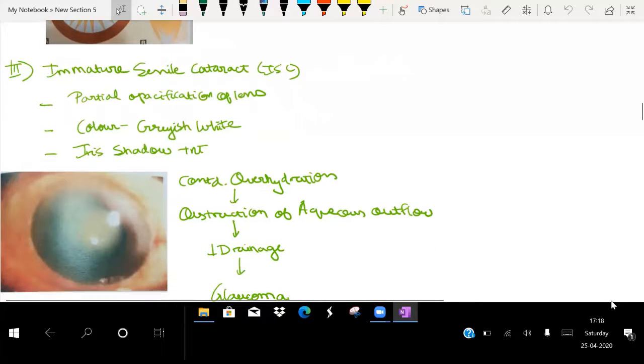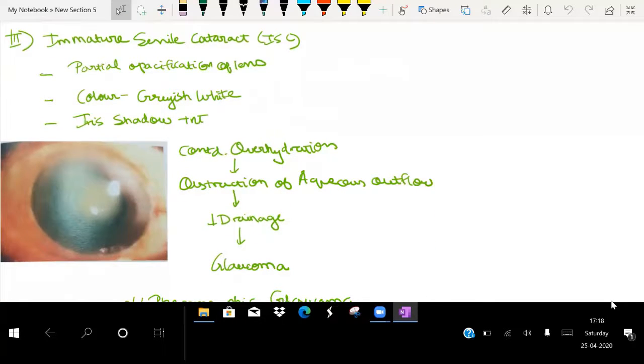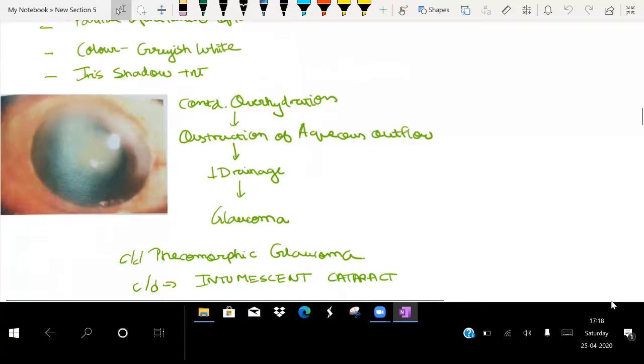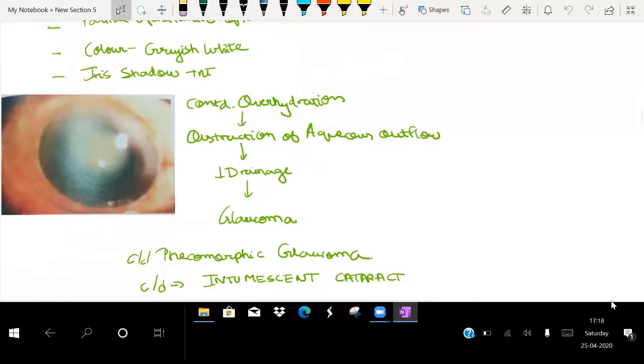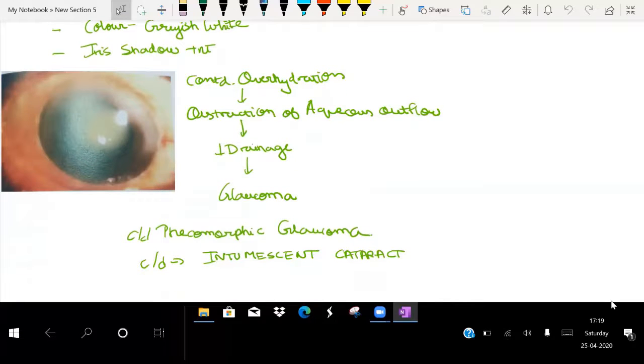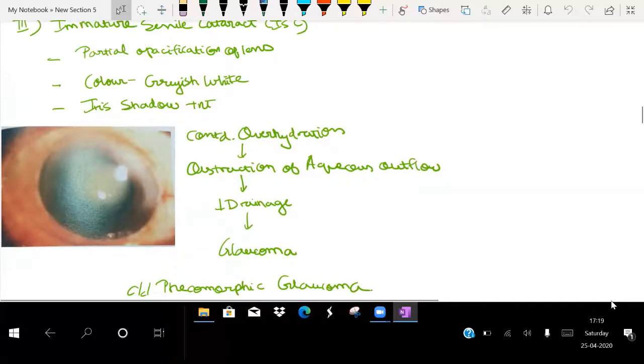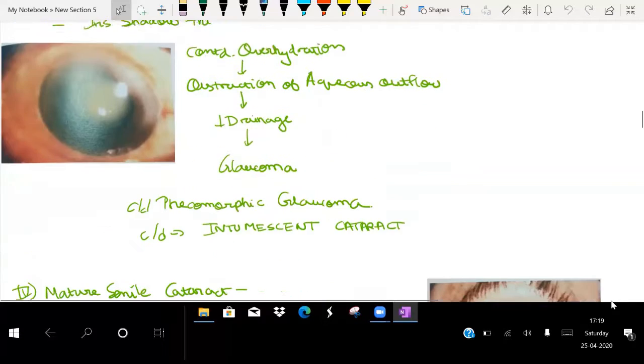The third stage of maturation is the immature senile cataract. You can see partial opacification of the lens. The color of the lens becomes grayish-white. Iris shadow is present. With continuous overhydration, there will be obstruction of the aqueous outflow, which will reduce the drainage of the aqueous humor and therefore lead to glaucoma. This type of glaucoma is called phacomorphic glaucoma. This is also called the intumescent cataract. In the image, we can see the immature senile cataract.